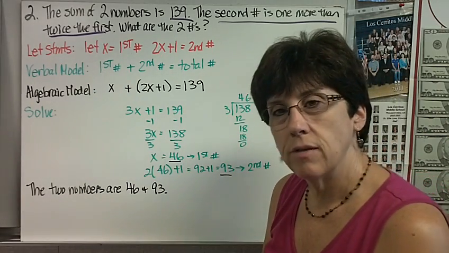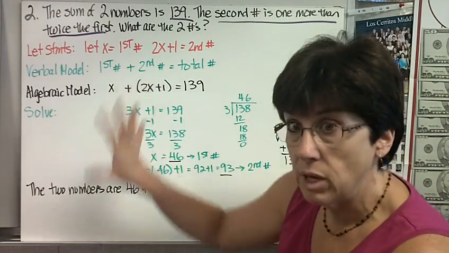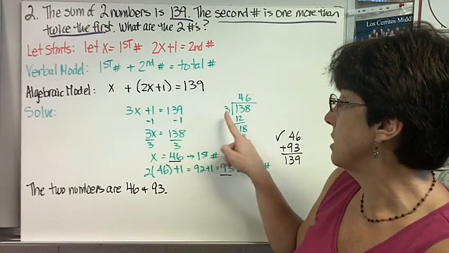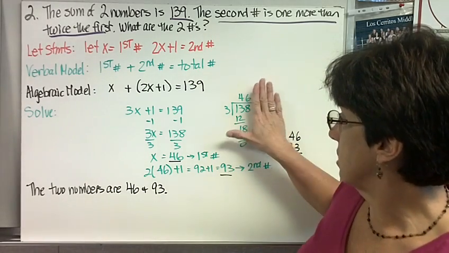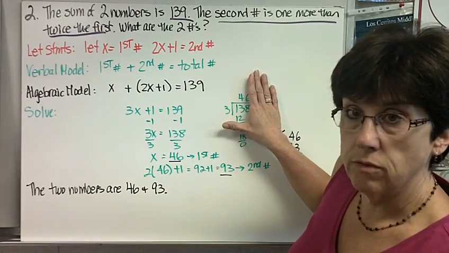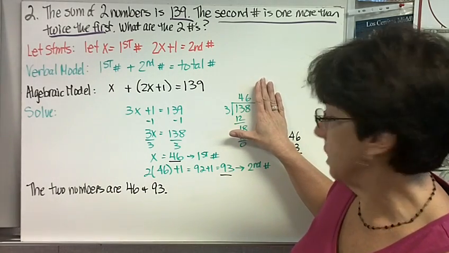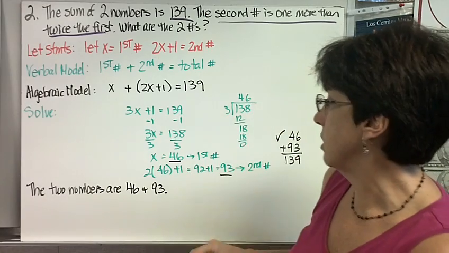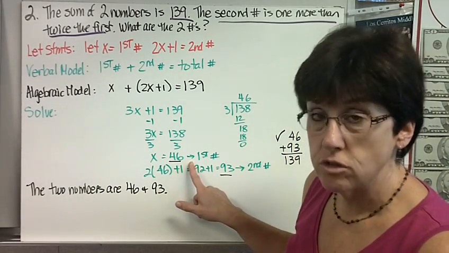Well, I don't know what that is off the top of my head, so I went over to the side, okay, not in the middle of my problem. I said 3 divided into 138. I saw that 3 goes into 13 4 times. Write down the 12, carry down the 18. 3 goes into 18 6 times, so I get 46. So x equals 46. And this is my first number.